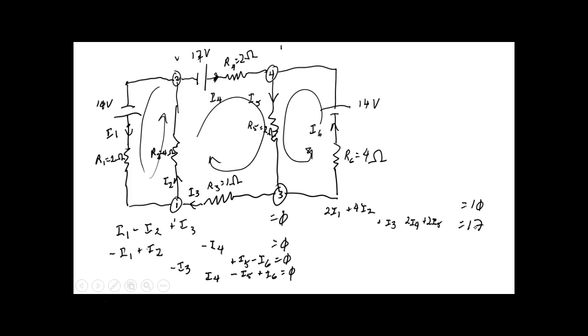All right, going to my third loop over there, we'll start right anywhere here. First thing we hit is 2I5 plus 4I6. And that's equal to 14. Okay, voltage drops equal voltage supply. The total voltage through a loop has to be 0.